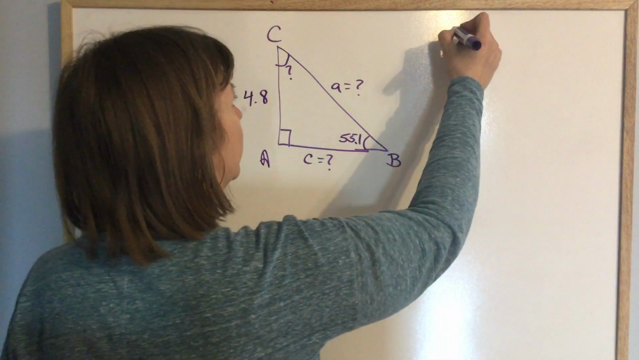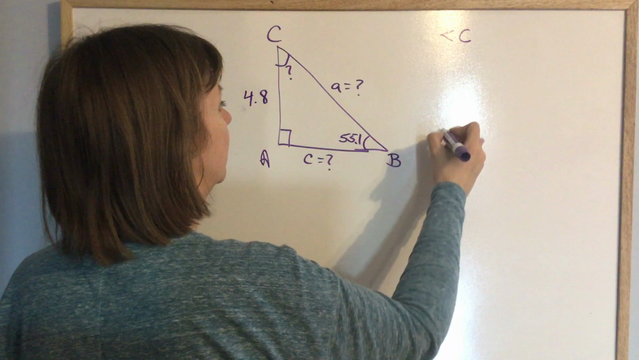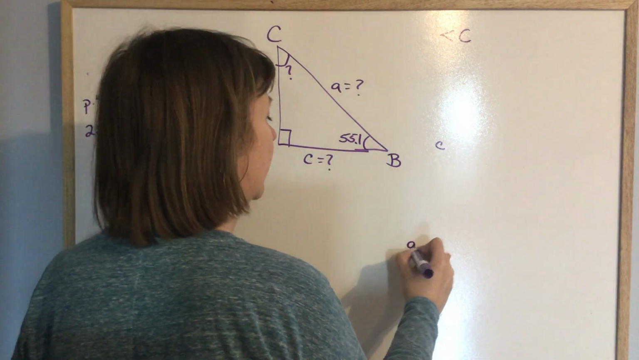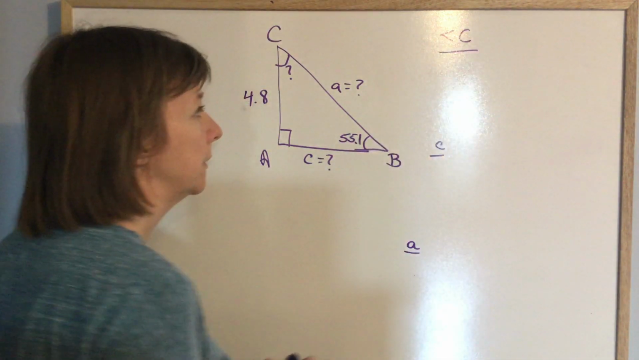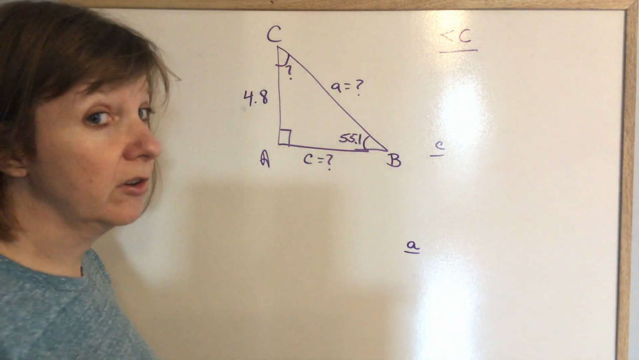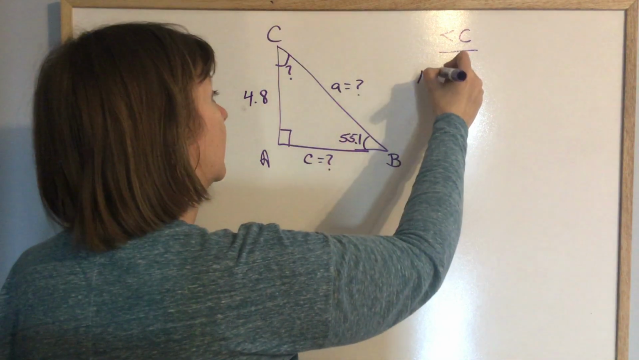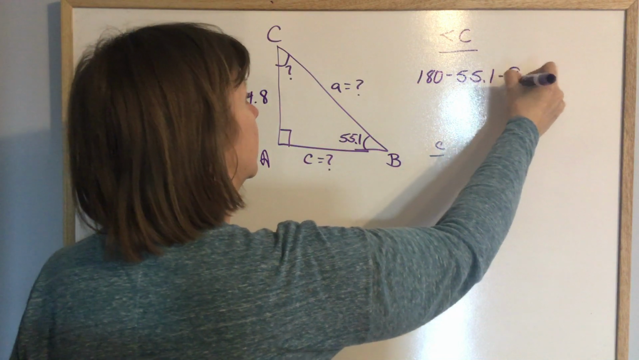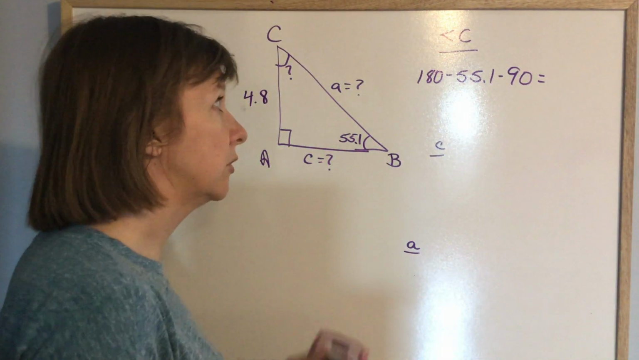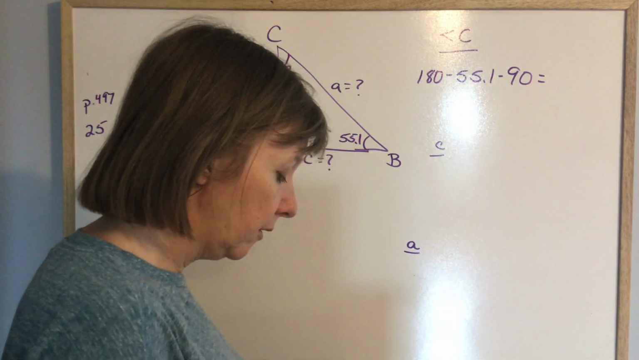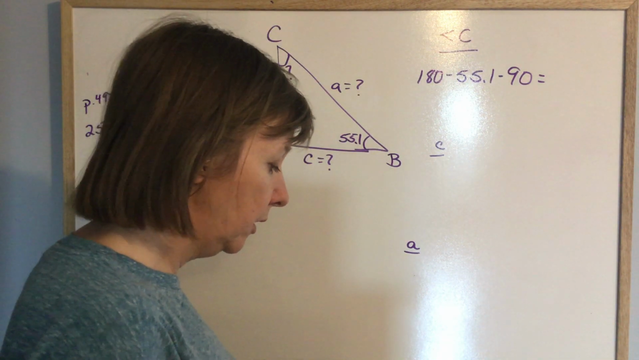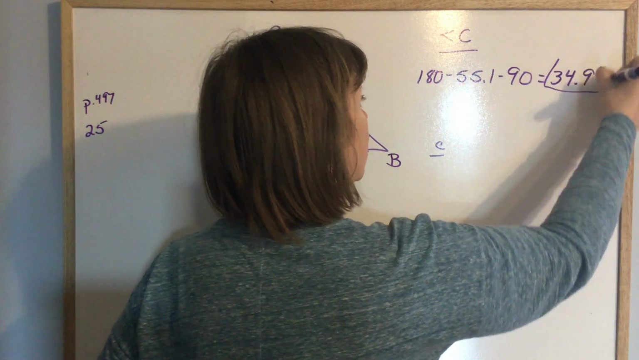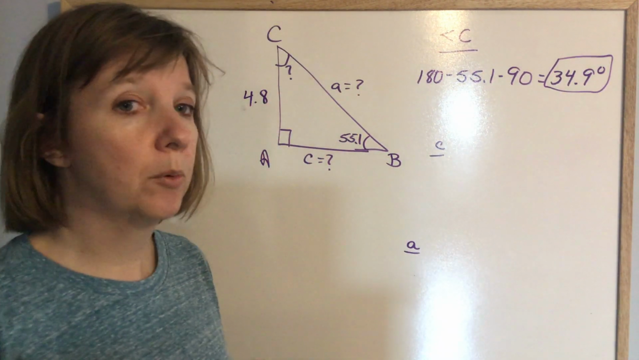So I'm looking for angle C, I'm looking for side C, and I'm looking for side A. I'm looking for those three. I'm going to find angle C first because I think it's easiest. I know that there's 180 degrees minus 55.1 minus 90 degrees because those are the two angles I know. And so that would be 34.9 degrees. So angle C is 34.9 degrees.